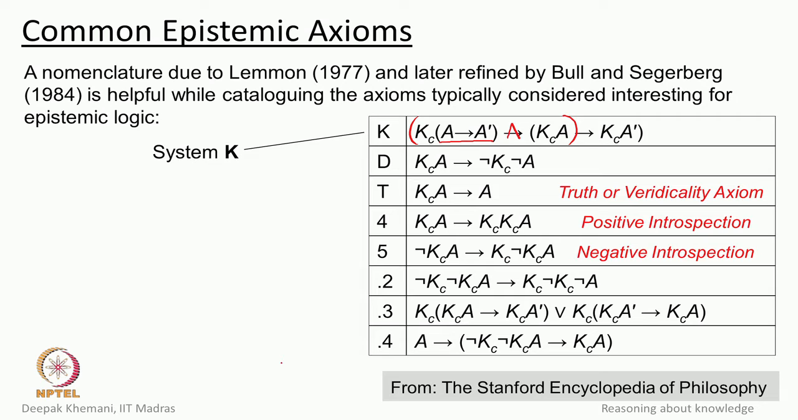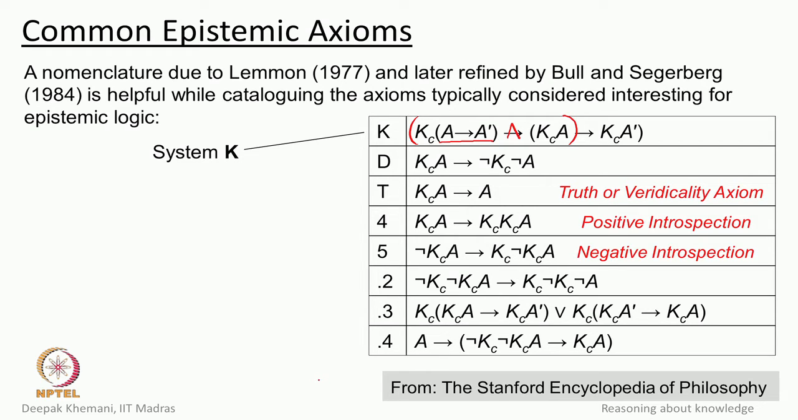The fourth and the fifth are, we are familiar with that, they are the positive and negative introspection. It says that if you know A, then you know that you know A, and if you do not know A, then you know that you do not know A essentially. So, positive and negative introspection, which is part of the auto-epistemic logic that we had discussed earlier also, and there are a couple of more axioms that we can think about.